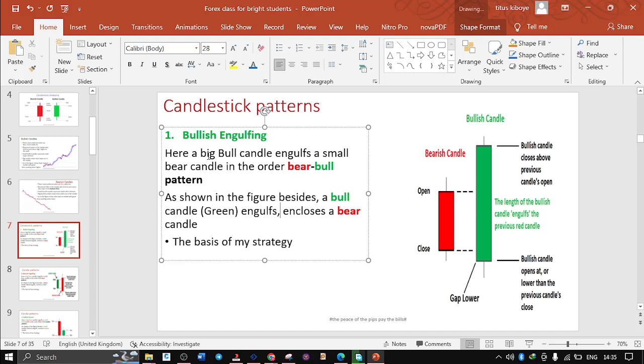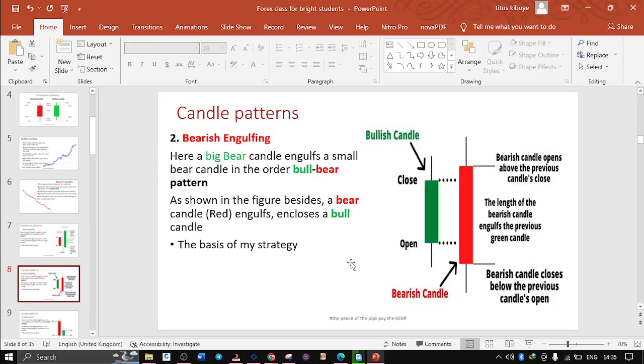I hope this literature is known to you, so let me not go through it. Now we go to the next candlestick pattern. It's this one. The opposite is true.